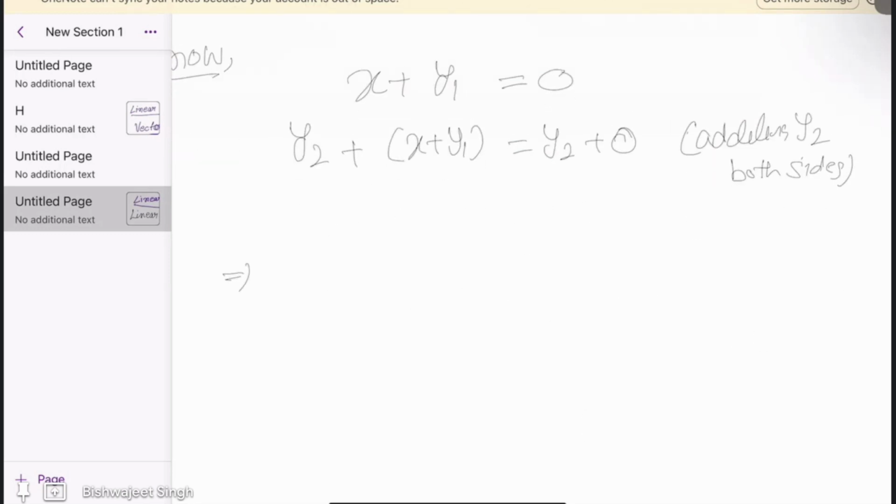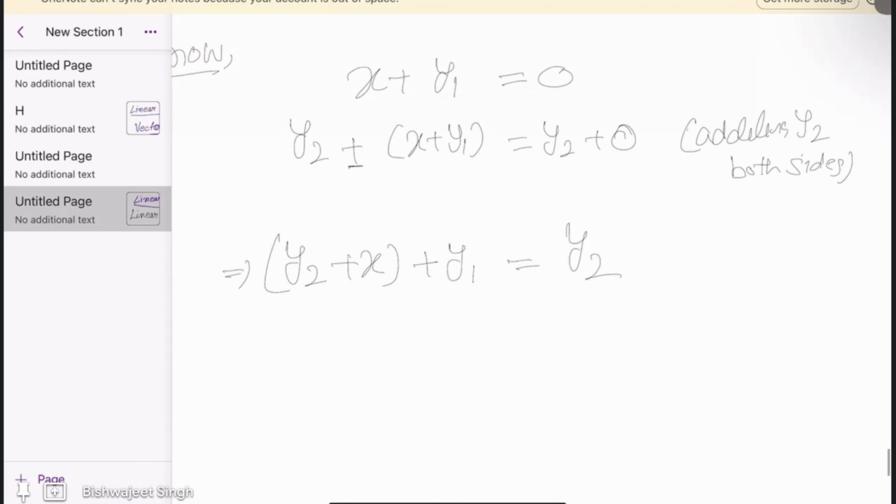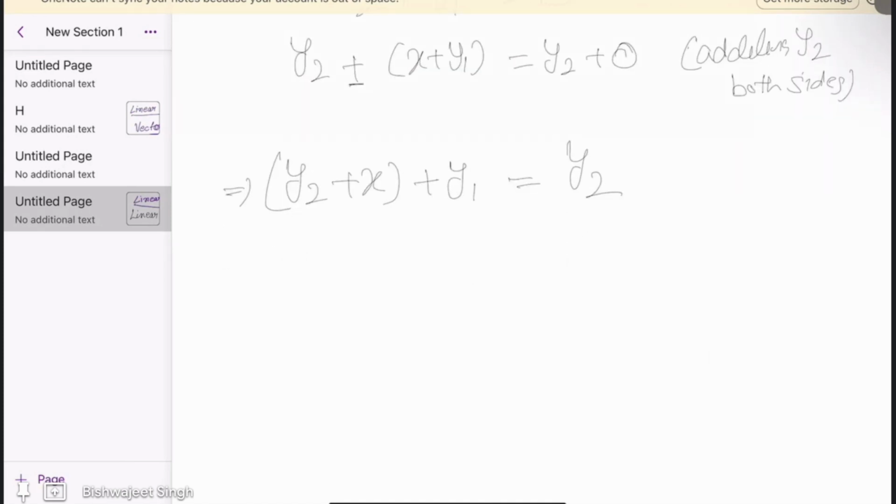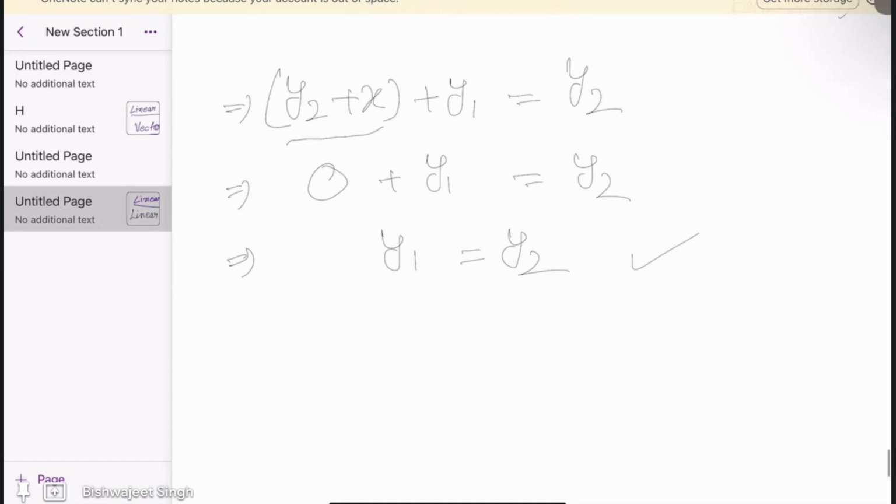But we know that it is a vector space, and this operation plus is associative. That means I can also write it like this, and y2 plus 0 is going to be y2. So this is by the associativity property. And now since y2 was the inverse of x, this portion is actually 0. So 0 plus y1 is equal to y2, and we got y1 equals y2. So this is what we wanted to prove.